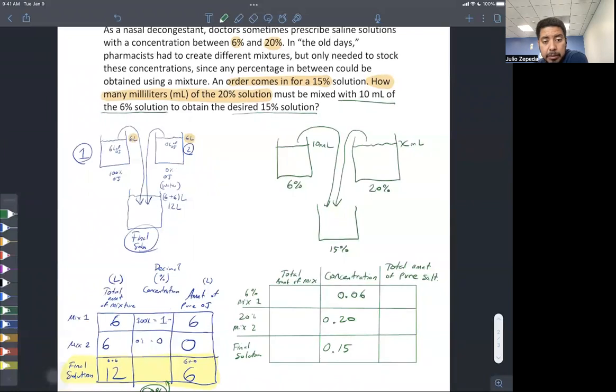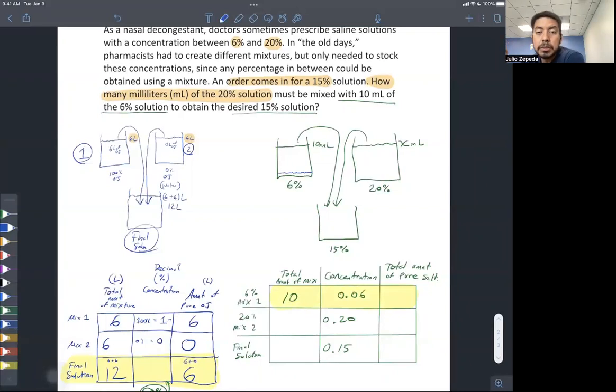We know 10 milliliters of the 6% is being mixed in. So in those 10 milliliters of 6% saline solution, how much pure salt is in that, right? Because imagine 10 milliliters. That's a good amount of liquid in our picture, but only 6%, only very little. Why? What does that 6% mean, right?